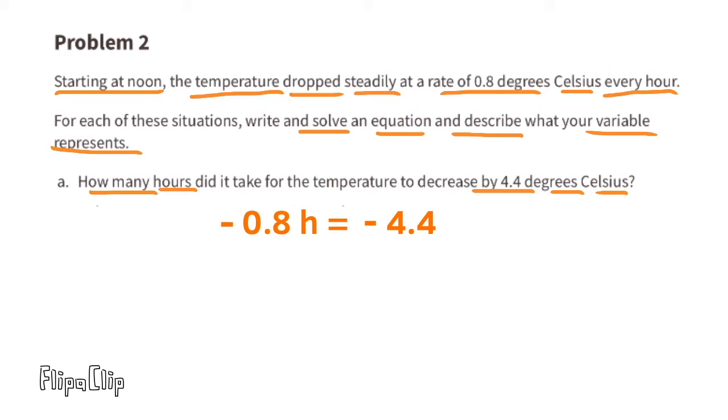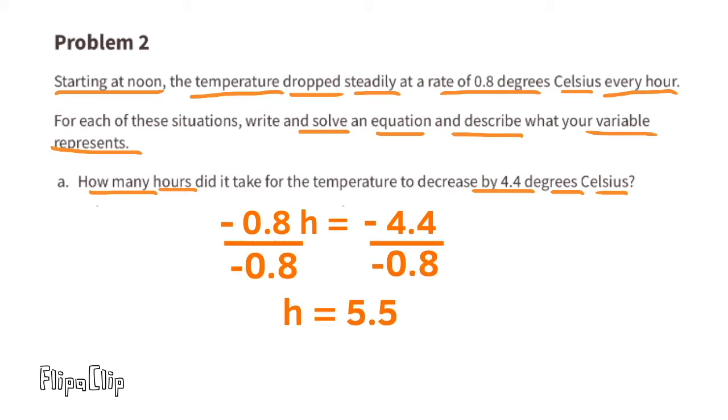To get the h alone, we need to divide both sides by -0.8. Since a negative divided by a negative equals a positive, both sides of the equal sign will be positive. That means on the left side we have 1h, or h, and on the right side we have 5.5. That means it took 5.5 hours for the temperature to decrease by 4.4 degrees.